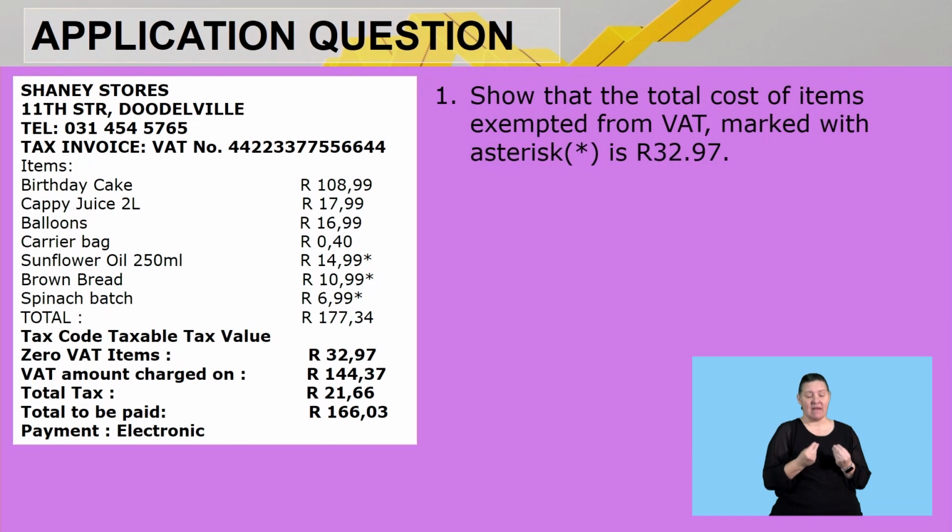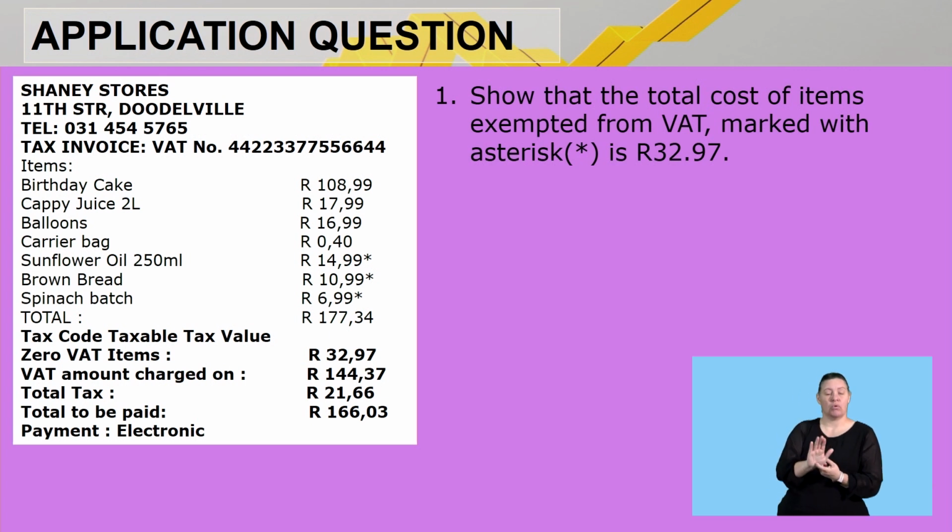Looking at the first question, we have our grocery slip or our till slip. Now, remember we have said firstly you start by checking the context that is given on the slip. So now we can see that we have other items that are zero rated. Now let us look at the question.